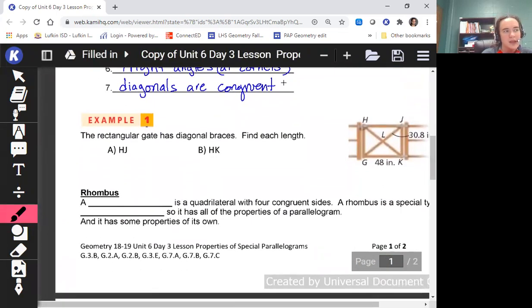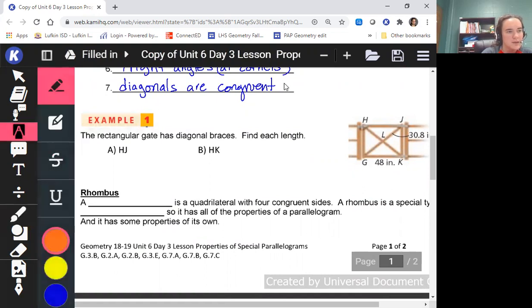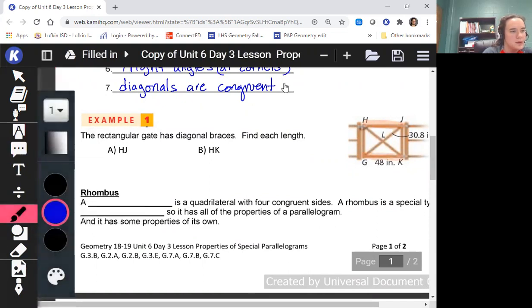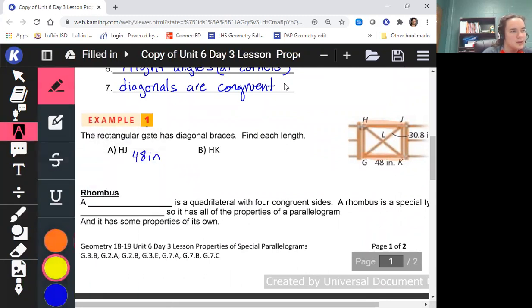Next up, the rectangular gate has a diagonal brace, like it's shown. We want to find each length. We're looking for HJ first. So HJ is this length. Remember that our opposite sides are congruent, so it is equal to 48 inches. Then next up, we're looking for HK. So we've got HK here.